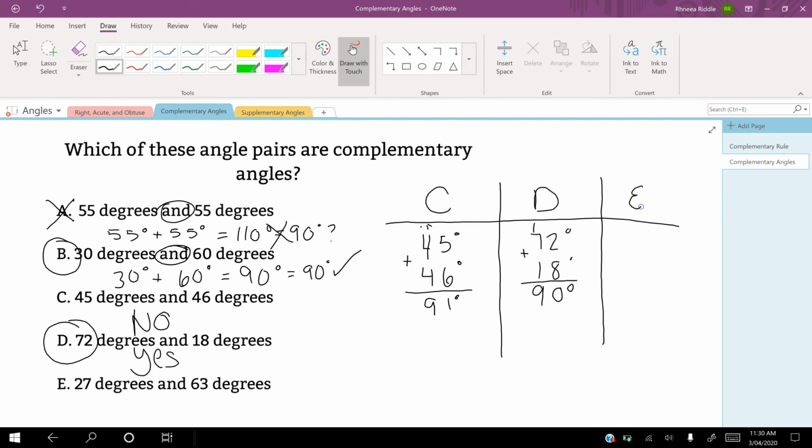So now we're on our last one, E. We have 27 degrees and 63 degrees. So we have to add those up. 7 plus 3 is going to give us 10. 6 plus 2 is 8. Plus 1 is 9. So we can see that E's angles put together are going to be complementary because 90 is equal to 90. So this one is also a yes. So out of our 5 angle pairs given to us, we have 3 of those are complementary angles.